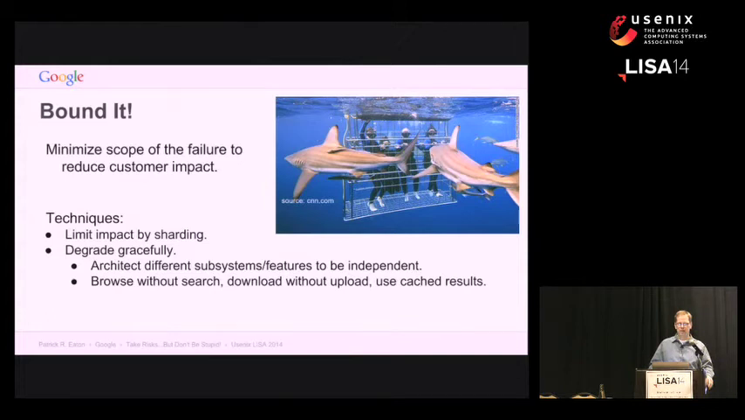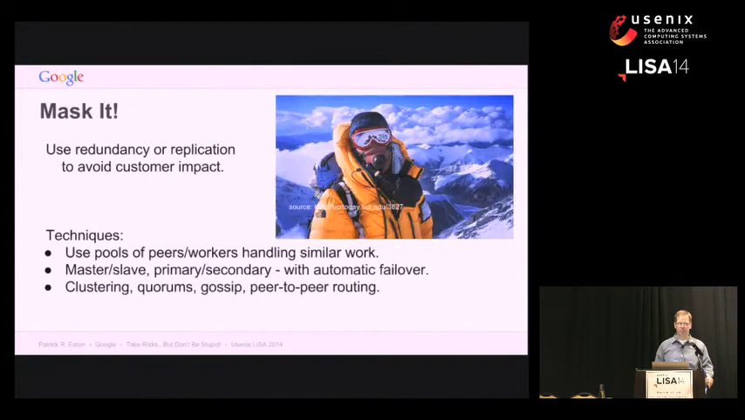Another way to do this is to design different subsystems to be as independent as possible. And that way the failure of one subsystem or feature doesn't necessarily affect those of the other. And so if enough features remain online, your customers might not even notice that you're in a partial state of failure. And from their point of view, the fault has been perfectly bounded. The third strategy is to mask it, using redundancy or replication to avoid the fault.